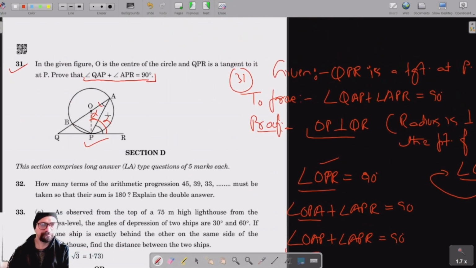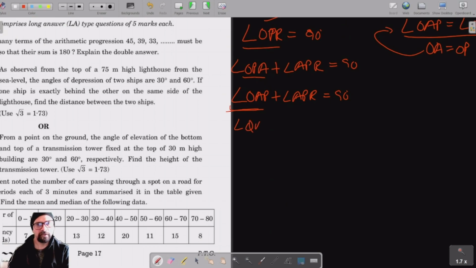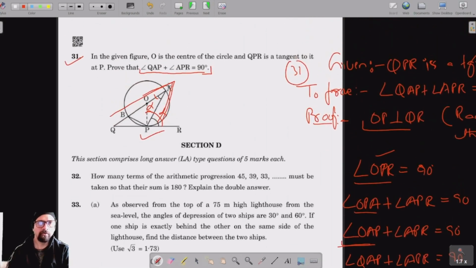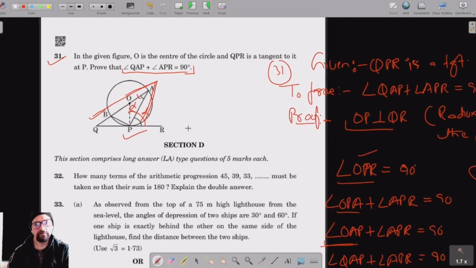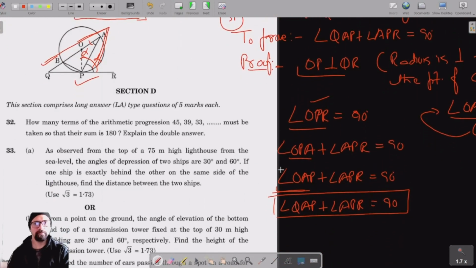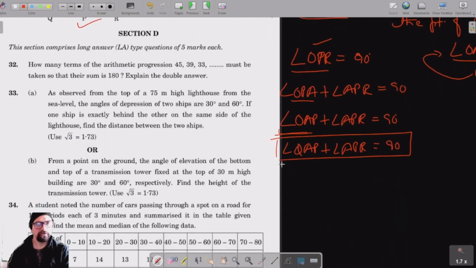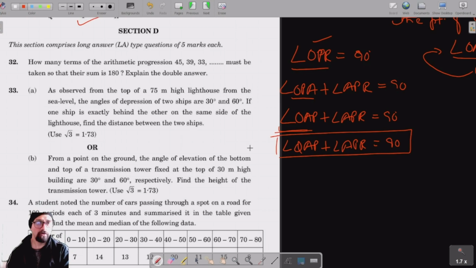Now OAP, I can write it also as QAP. It's one and the same thing, because the arm of the angle, OA, is produced to Q, so that remains the same angle. This is what was asked to prove. So angle QAP plus angle APR is equal to 90 degrees. And let's move on to section D, which is of long answer type questions of 5 marks each.